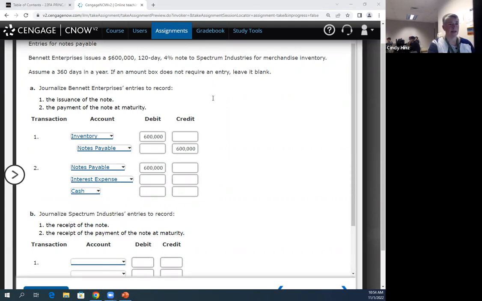So again, back in chapter 8, we learned the simple interest formula. I equals PRT. Interest equals principal. In this case, the face value of the note was 600,000, times the interest rate given as 4%, times the time. Now, if I just put in 120, that would mean 120 years because 4% is an annual interest rate. So I need to express that time as part of the year. Divide by 360, since it told us to use a 360-day year.